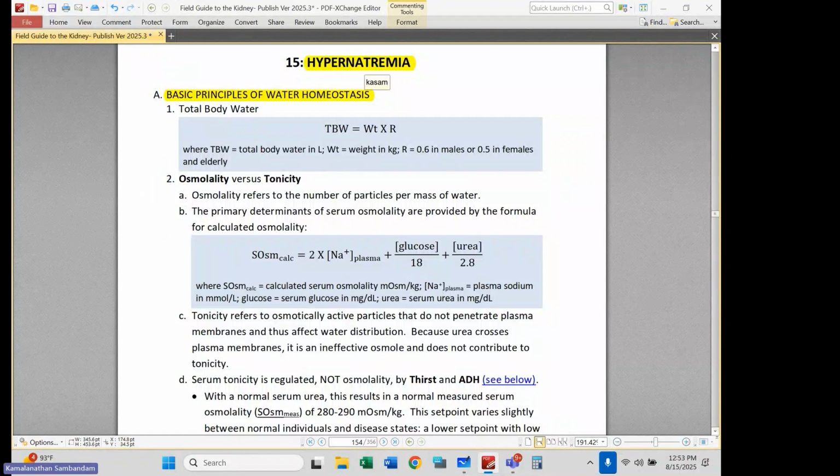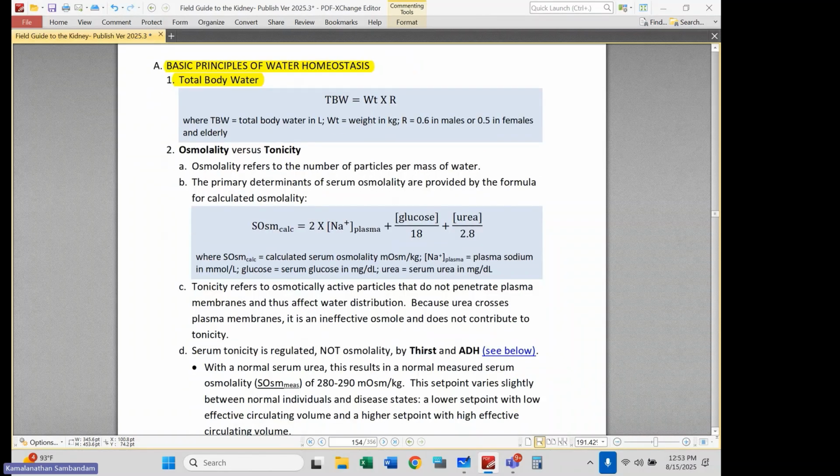Okay, let's then go through basics of water homeostasis. And these principles will arise in both our conversation of hyper and hyponatremia. So let's dive in. Total body water is something that we estimate for a number of our clinical decisions, including things like KT over V.